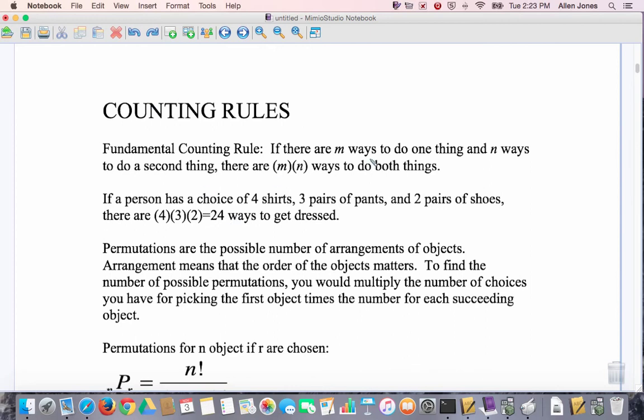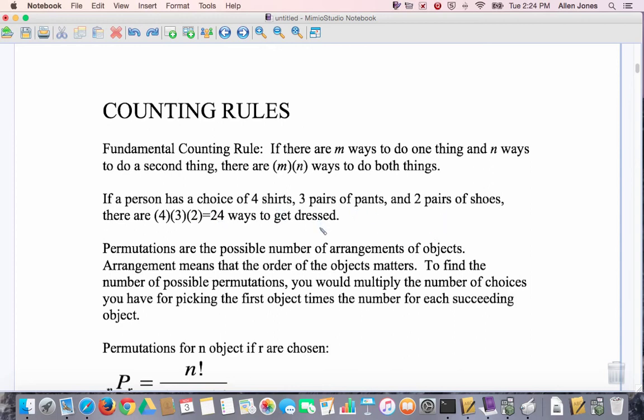If there are m ways to do one thing and n ways to do a second thing, there are m times n ways to do both things. Quick example here: if a person has a choice of 4 shirts, 3 pairs of pants, and 2 pairs of shoes, there are 4 times 3 times 2, or 24 total ways to put shirts, pants, and shoes together.